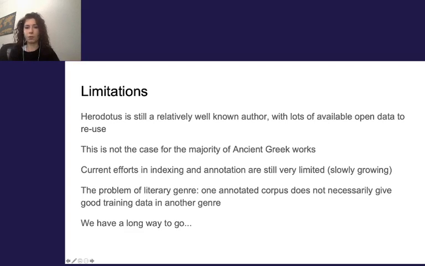If we use a specific training data set for Herodotus for a historical work, it may work as well for another historical work from the same period, like the Peloponnesian War by Thucydides, but it may not work as well with something that is completely different, like the Iliad, for example, an epic poetic work. And this is a problem that we will not solve unless we try.